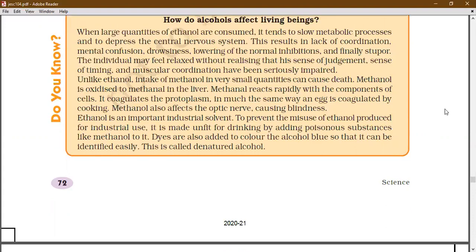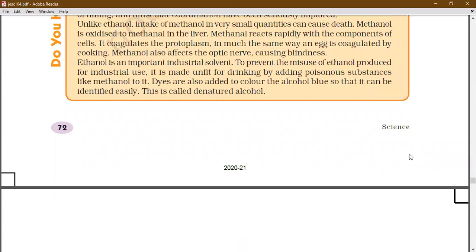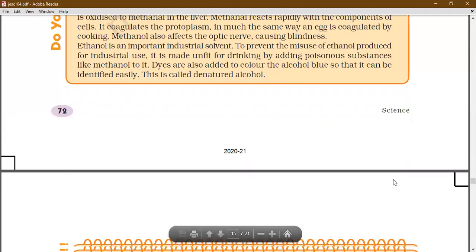Ethanol is an important industrial solvent. To prevent the misuse of ethanol produced for industrial use, it is made unfit for drinking by adding poisonous substances like methanol to it. Dyes are also added to color the alcohol blue so that it can be identified easily. This is called denatured alcohol.